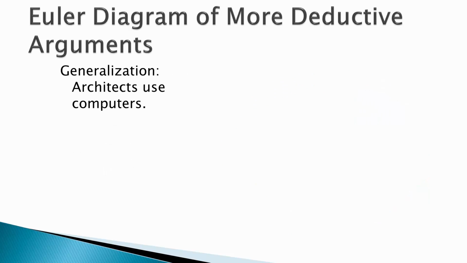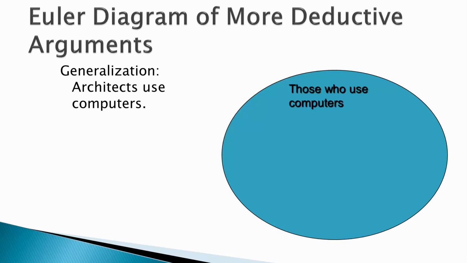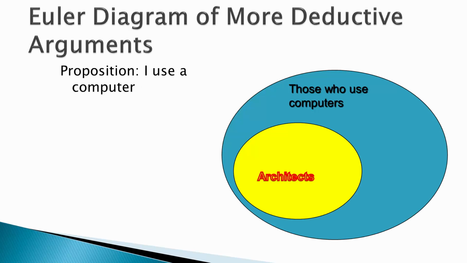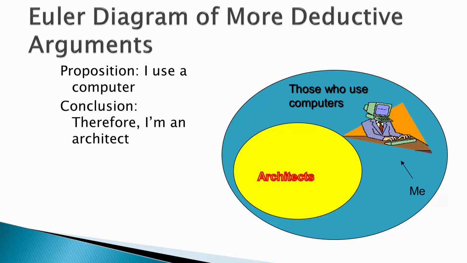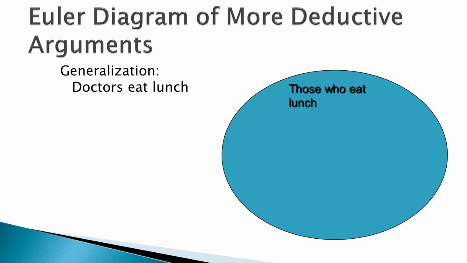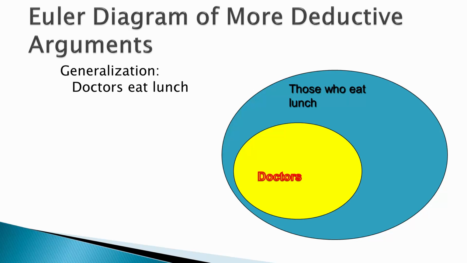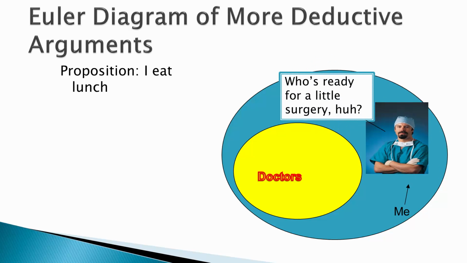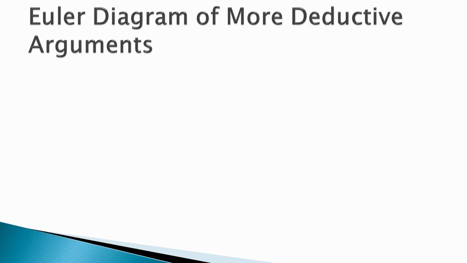Just a few more of these then. Architects use computers. The more general part is those who use computers. Within that, we put architects. I use a computer. That doesn't necessarily mean I'm an architect. Doctors eat lunch. So those who eat lunch is the more general part of that statement. Doctors fit within that. I eat lunch. So I'm a doctor? Maybe not.